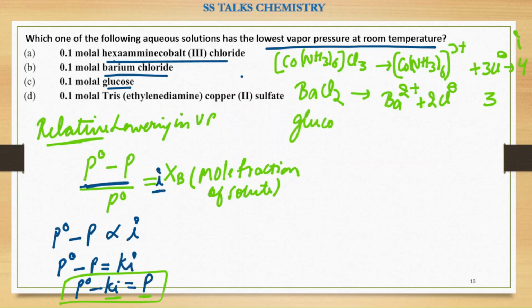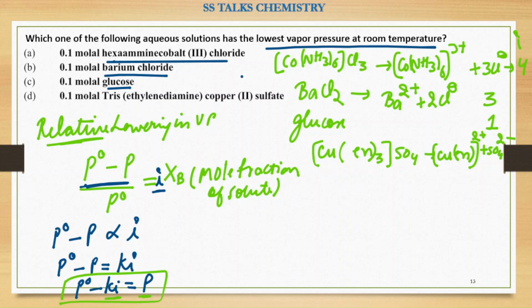For glucose, the i value is going to be unity only, because it shows neither association nor dissociation. Next is tris ethylenediamine copper 2 sulfate. So copper and tris ethylenediamine, which is en, 3 units of it they have taken, and this is going to be SO4. So on dissociation, this is going to give you copper, en3 2 positive plus sulfate 2 negative. So that means here 2 ions are being produced. So the i value over here is 2.